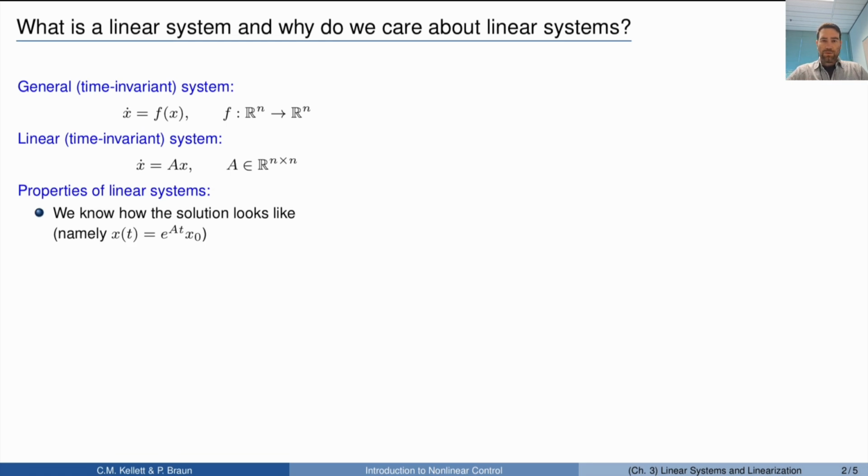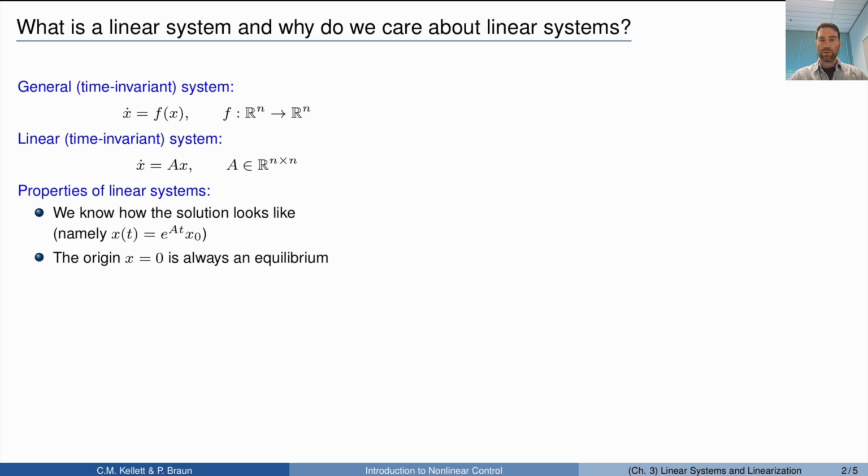Why is it useful to study linear systems in particular? Well, for linear systems we know explicitly the solution of the dynamical system, namely it's simply the matrix exponential e^(At) times the initial condition. So a solution is given through this expression here.